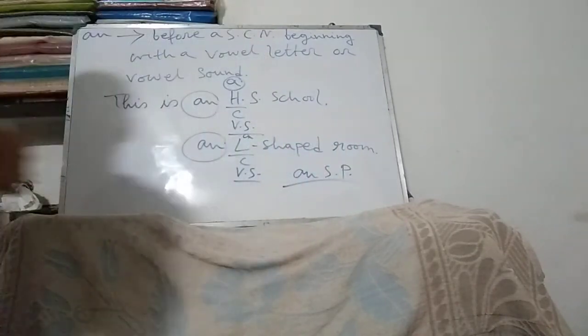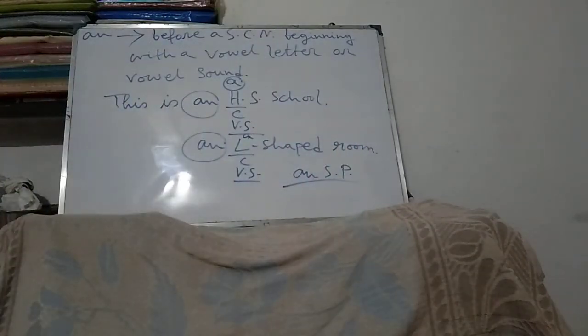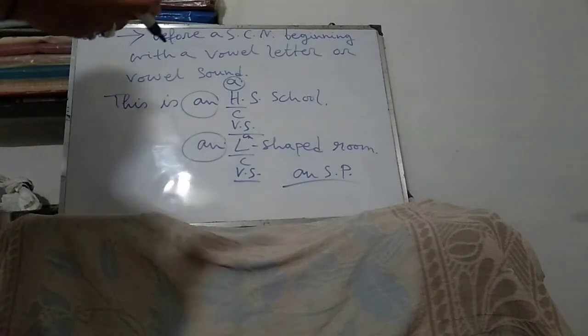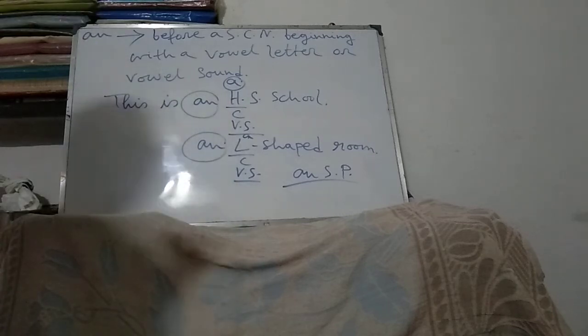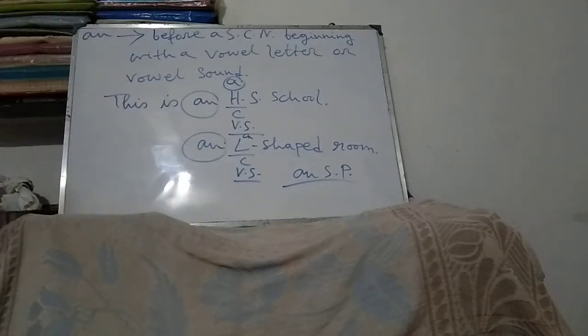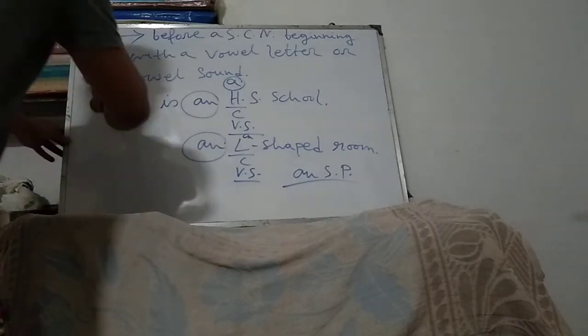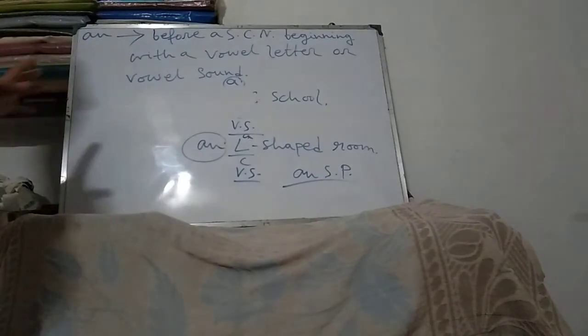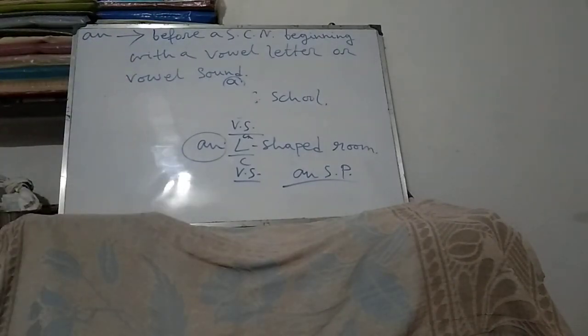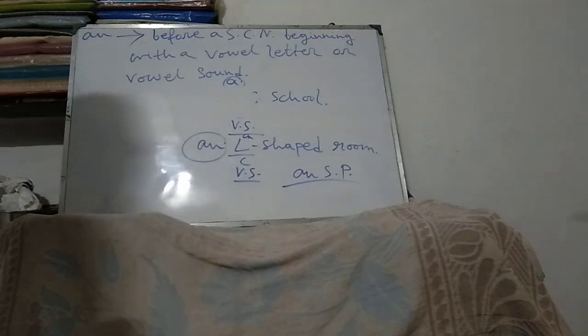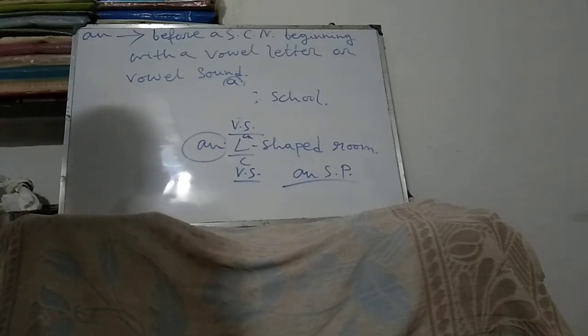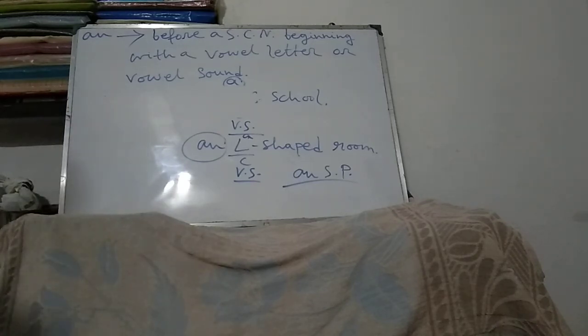Here also same case. In these cases, though the word is starting with a consonant letter, it is pronounced as a vowel. That means a vowel sound is there. That's why an is used here. That is the main point given in your book.